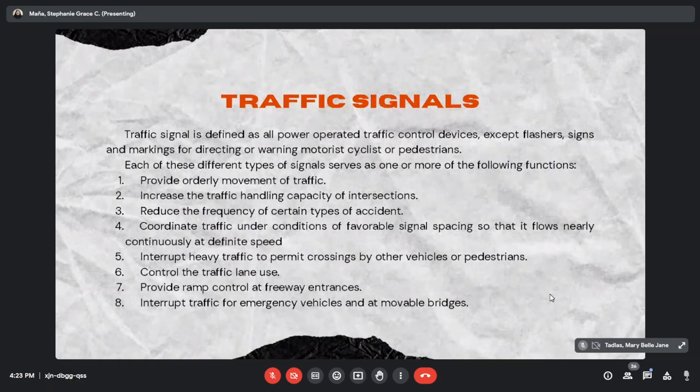So, fifth is to interrupt heavy traffic to permit crossings by other vehicles or pedestrians. Next is control the traffic lane use. So, para makagamit tanan sa traffic lane. Provide ramp control at freeway entrances. So, kailangan na to grab control para mabahan. Next is interrupt traffic for emergency vehicles and at movable bridges. So next slide please.